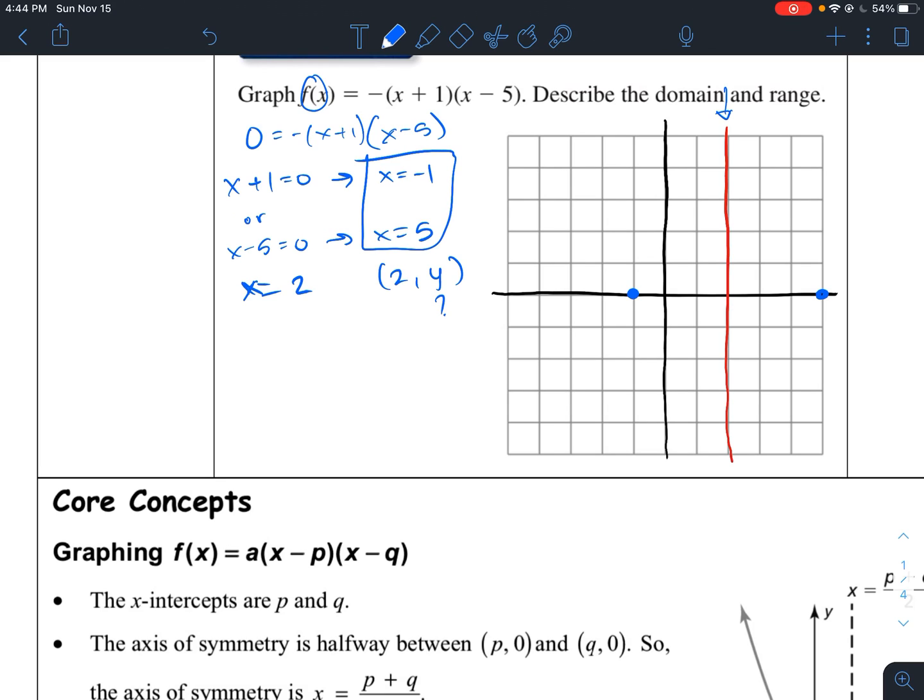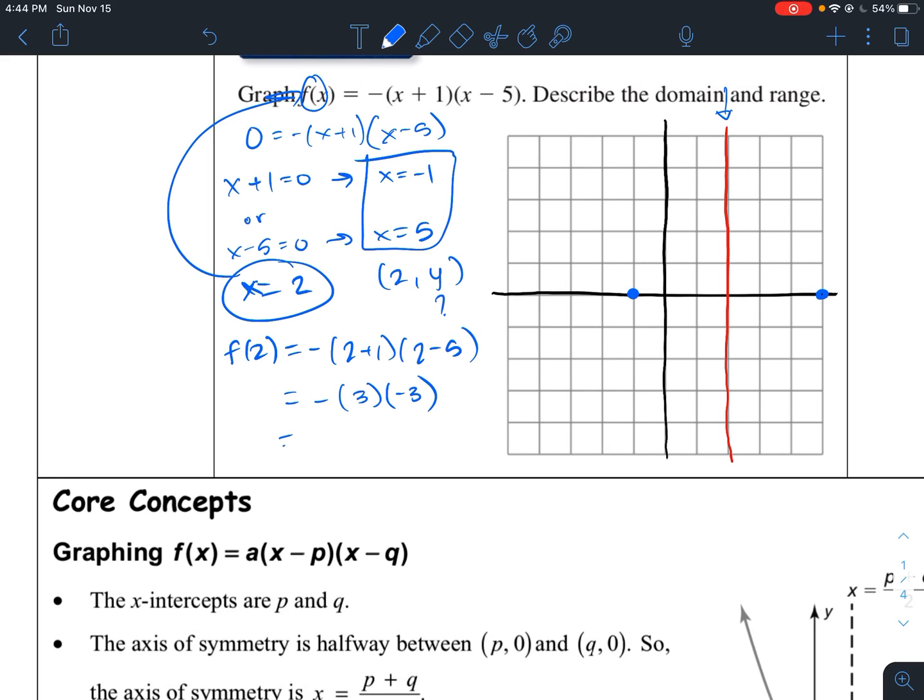So what is y? I can plug this into the function. I can do f of 2 to find what y is when x is 2. So this would be equal to negative 2 plus 1 times 2 minus 5, which is equal to negative, that's going to be 3. 2 minus 5, that should be negative 3. So overall that should be positive 9. So our vertex should be at 2 comma 9.